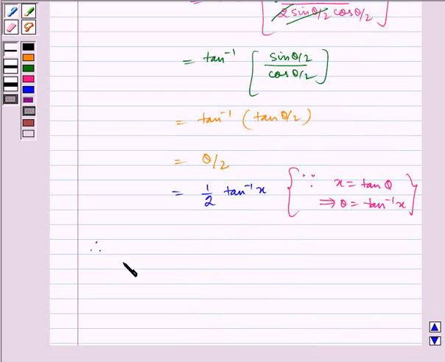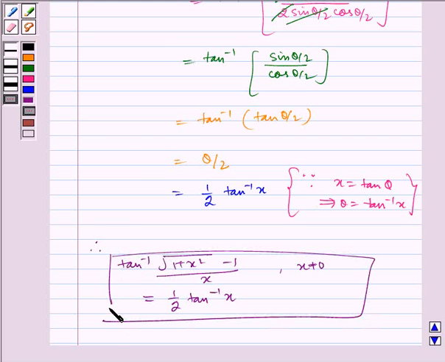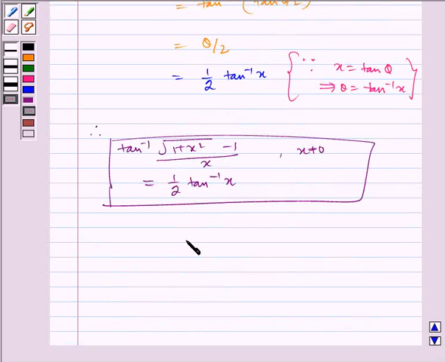Therefore, tan inverse of (under root 1 plus x square minus 1) whole divided by x, where x is not equal to 0, is equal to half tan inverse of x. Hence proved.